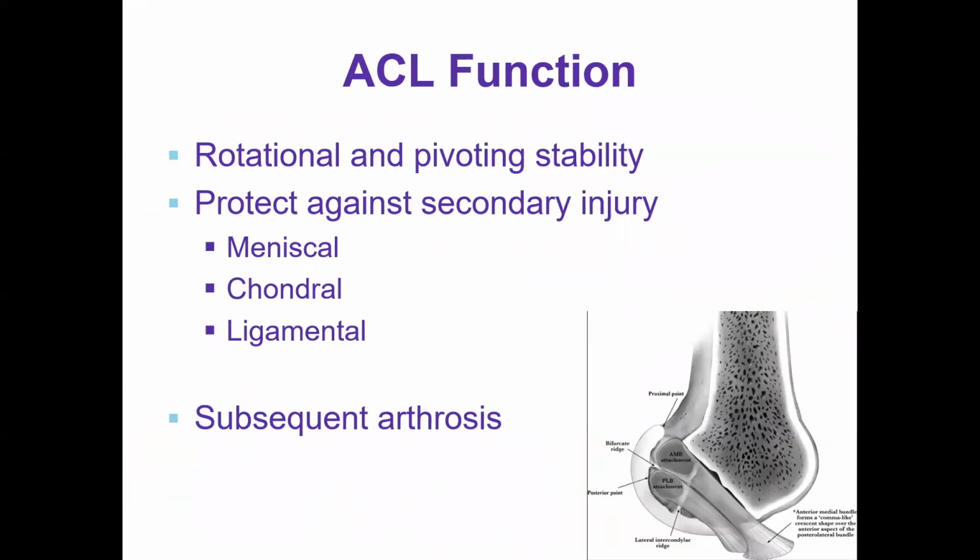So the function of the ACL is threefold. Fundamentally and primarily, its function is to provide rotational control during pivoting and cutting sport and activity. This is usually in the context of sports engagements, whether recreational or professional. However, patients can often present with functional instability during activities of daily living and domestic activities. The ACL is also critically tasked with protecting the chondral surfaces, menisci, and other ligaments from secondary injury, and by virtue of this, also prevents and delays the onset of future arthrosis and potential arthritis.